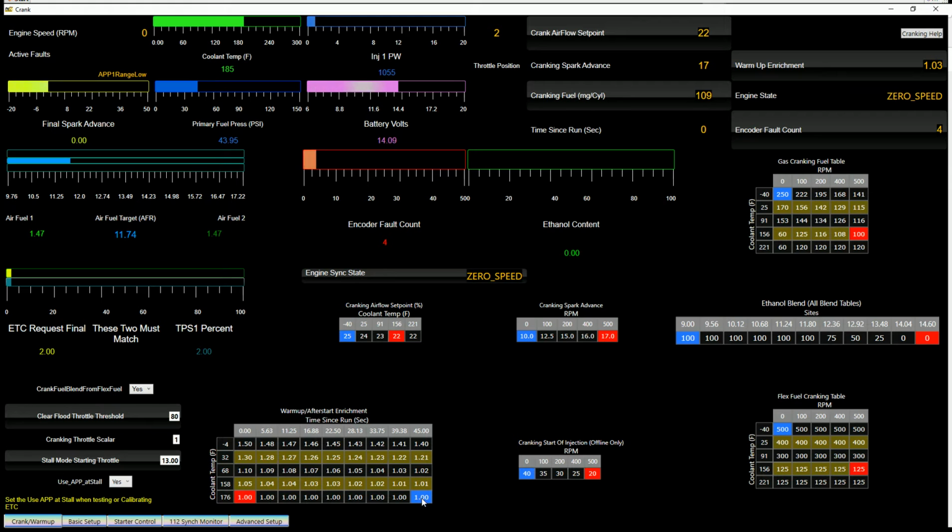Your warmed up number should always be a 1. If you have a higher or lower value than 1 in there, it's going to add that percentage to fuel all the time. It's never going to come out. So you always want to make sure that this last value there is a 1.